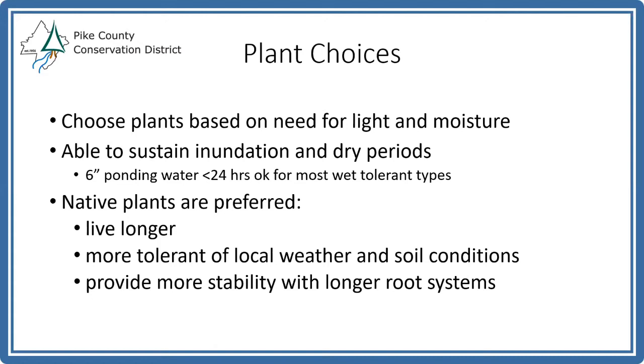That's a very important consideration when you're picking plants, so that's something you definitely want to look for. And as I said previously, you want to pick native plants. They live longer, and they're more tolerant of local weather and soil conditions. So whether you're having a lot of rain or not a lot of rain, it's still going to be a normal type of weather for your area, and native plants are going to be more likely to survive and thrive in that kind of weather. And they also provide more stability because they have longer root systems because they're more tolerant of the soil conditions.